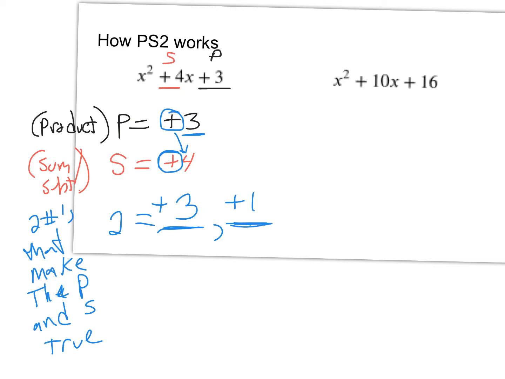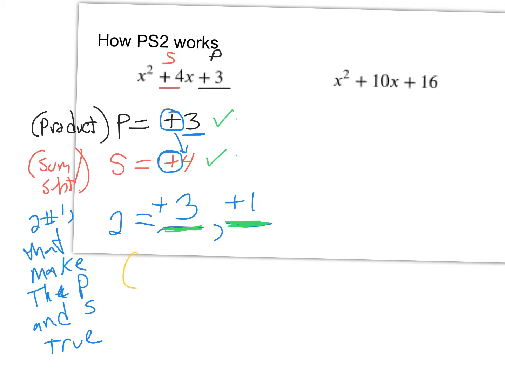Now, the nice thing about the PS2 is it does have a nifty little check in it. So here we go. Here's how to do the check. 3 times 1, does that give me a positive 3? The answer is yes. 3 plus 1, will that give me a positive 4? The answer is also yes. If you say yes to both questions, you've got what you need, so you're ready to finish this off. If you say no to any one of those two questions, that means something's not right and you need to go back and fix it.